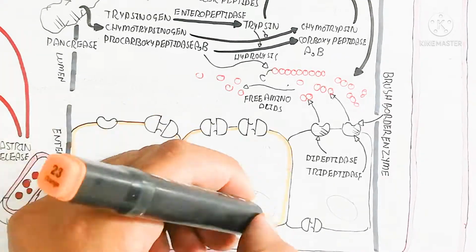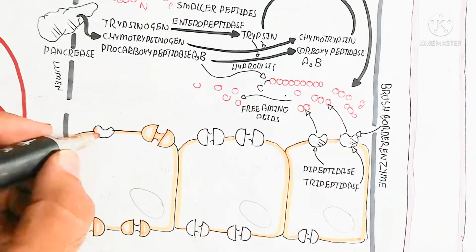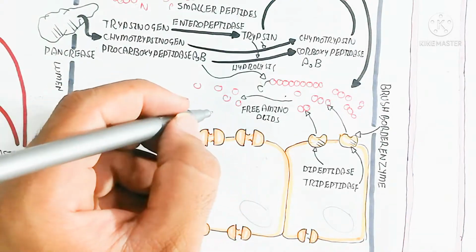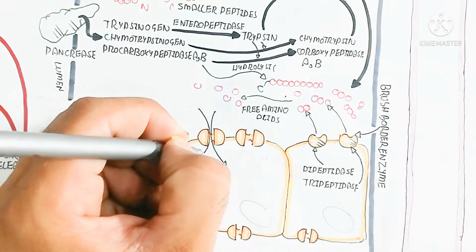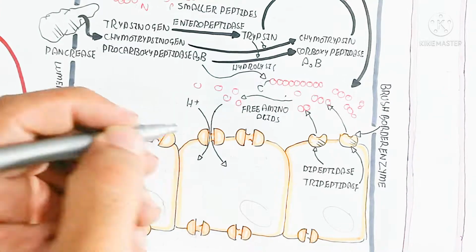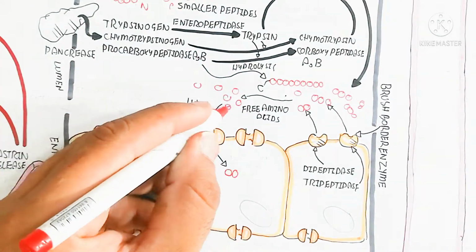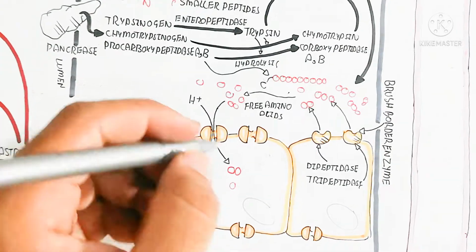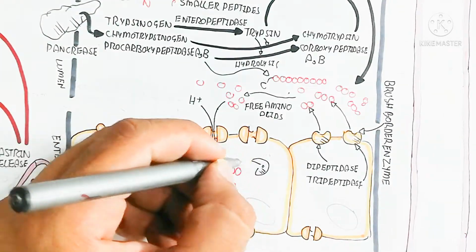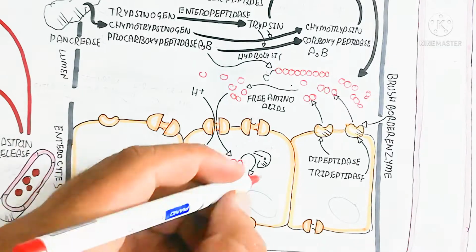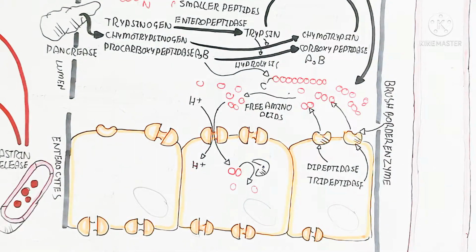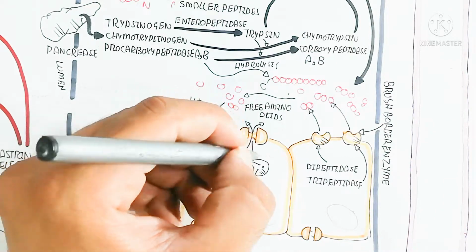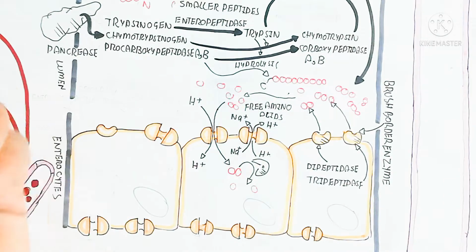This free amino acid will be converted through the brush border enzymes dipeptidase and tripeptidase. These will convert peptides into simple amino acids, and the simple amino acid will be moved by symport transport, which is known as secondary active transport. In this way the proton will move in with one amino acid, so two amino acids are also moved into the enterocytes.